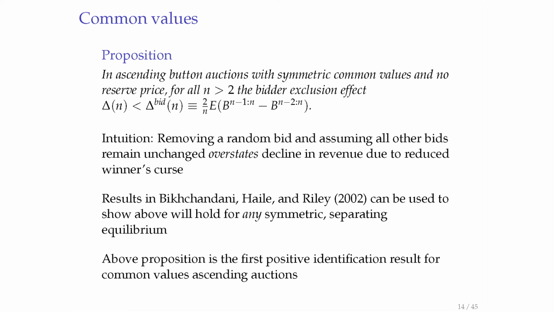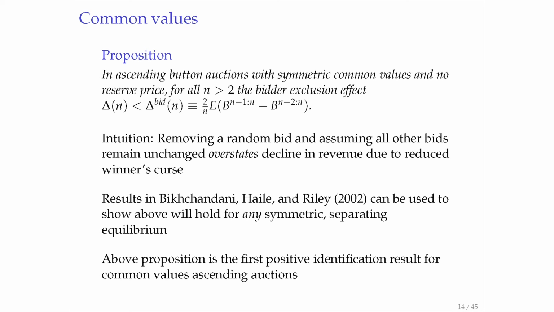This is because removing a random bid, and then assuming that all the other bids would have remained unchanged even without that bid there, that's what the delta superscript bid is doing, is going to overstate the decline in revenue. If there really were one less bidder there, the winner's curse would have been lessened, and there wouldn't have been as much shading. So you're going to get an upper bound as well, and it relates to these results.